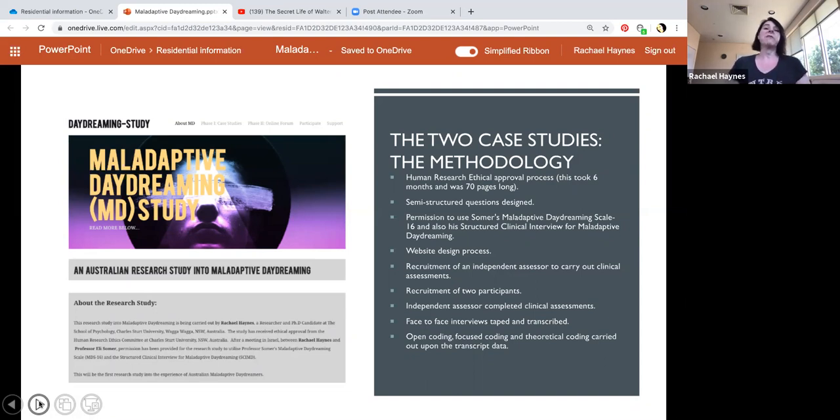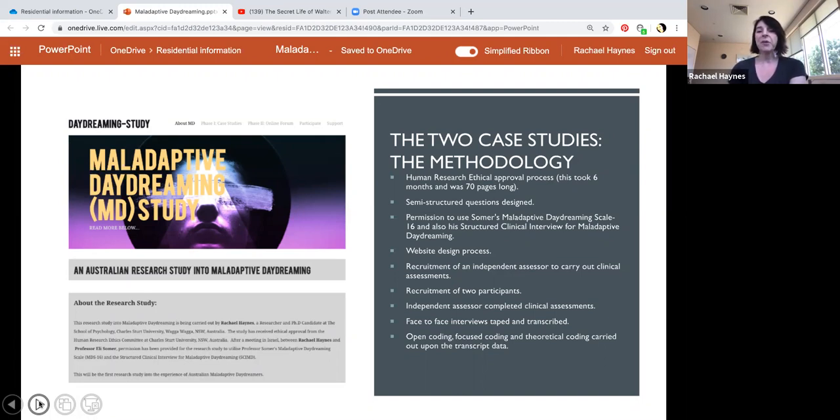So I carried out face-to-face interviews with the 2 participants. These were taped and then transcribed. And then a process of coding was carried out. Now this is grounded theory, and it's constructivist grounded theory. In this, the phases of coding are open coding, focus coding, and then theoretical coding. I'll explain these a little further when I reach the grounded theory section.